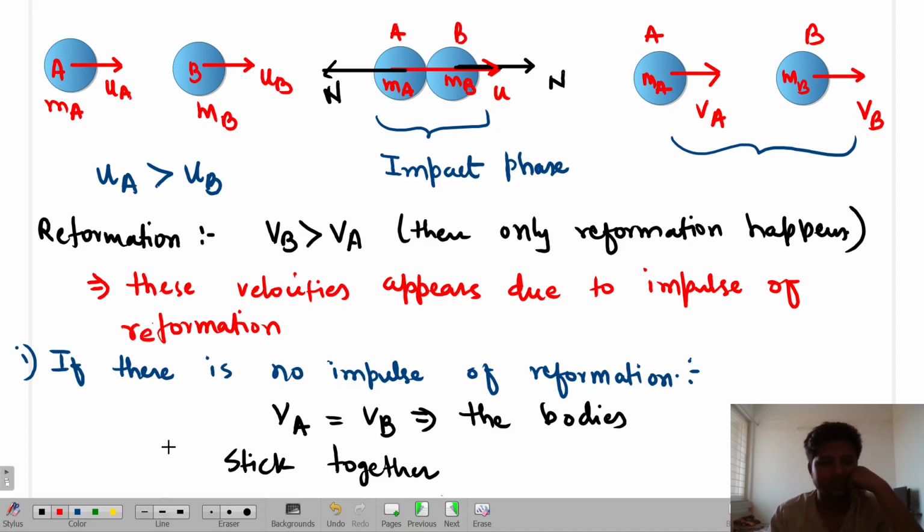To have a greater sense, we want to discuss the cases of the coefficient of restitution. The first case we picked up was when the velocity of A is exactly equal to the velocity of B. When these velocities are equal, they are carrying forward the impact phase, which means they have stuck together and there is no impulse of reformation. The bodies have fully deformed. Are you able to get me or not?